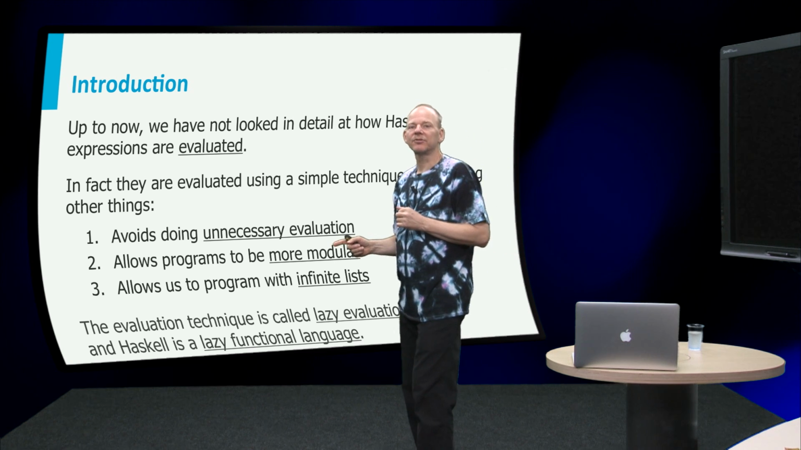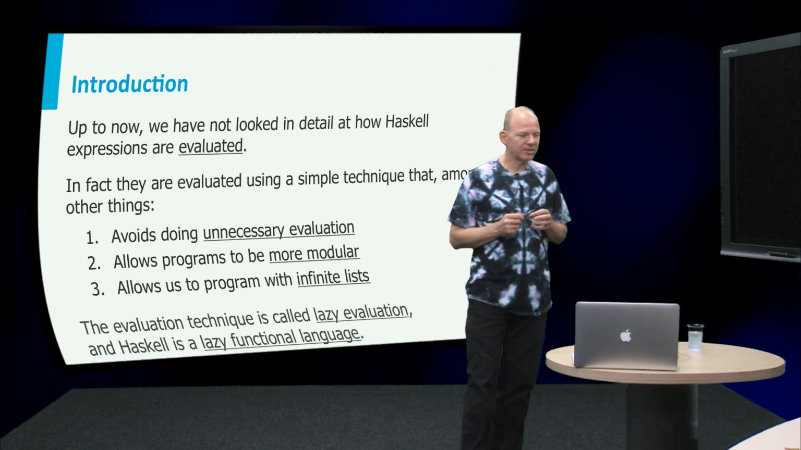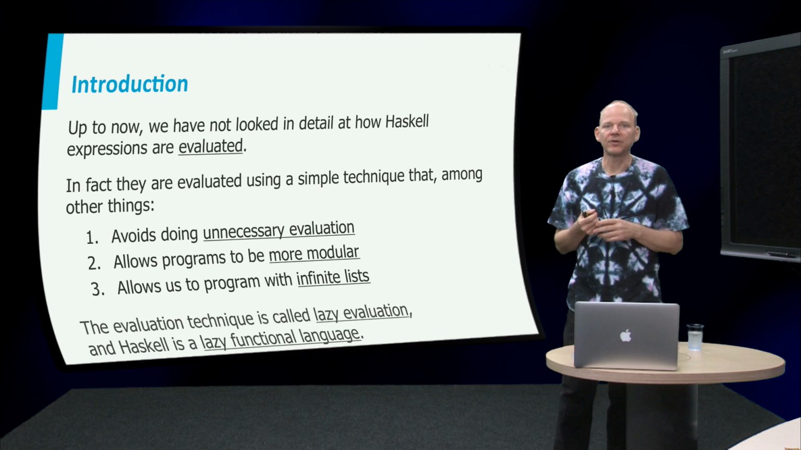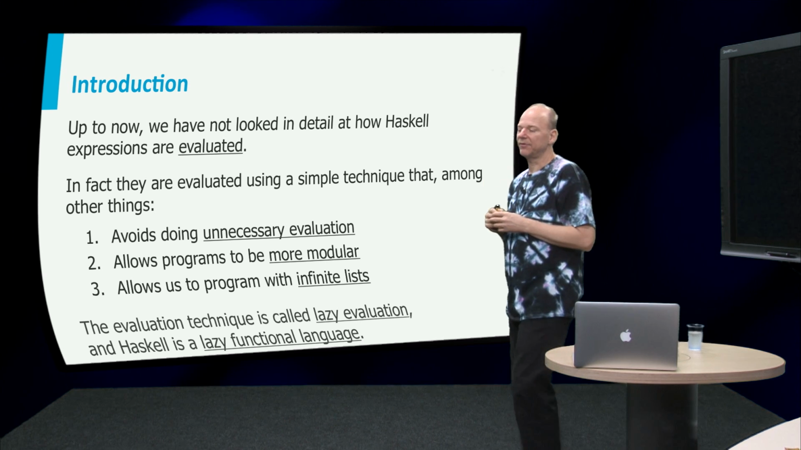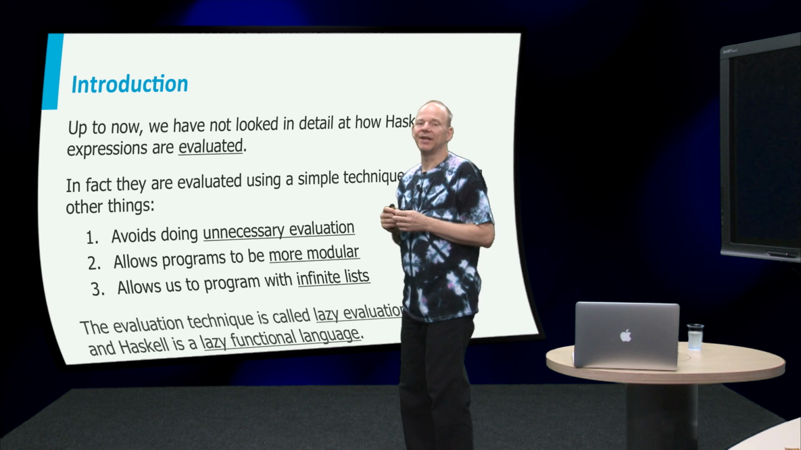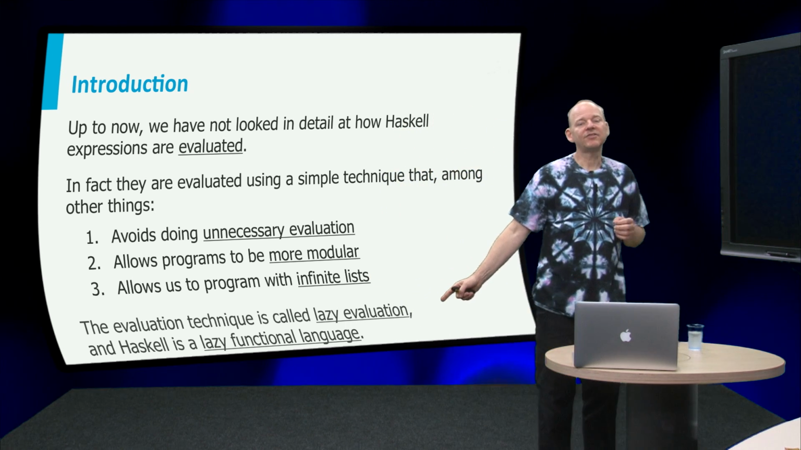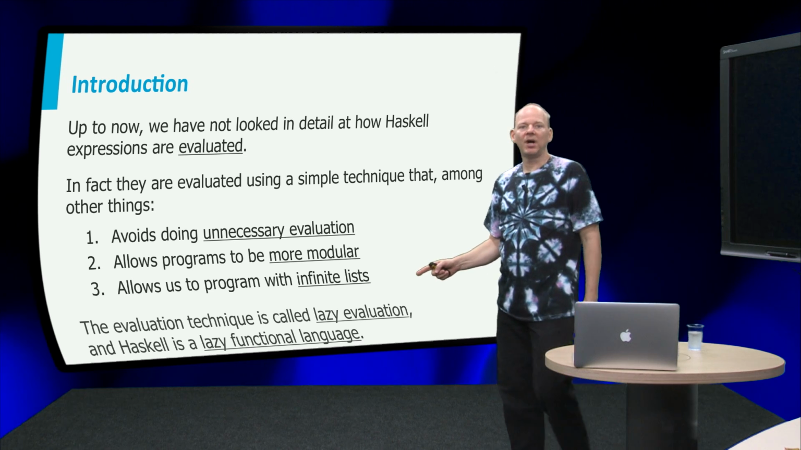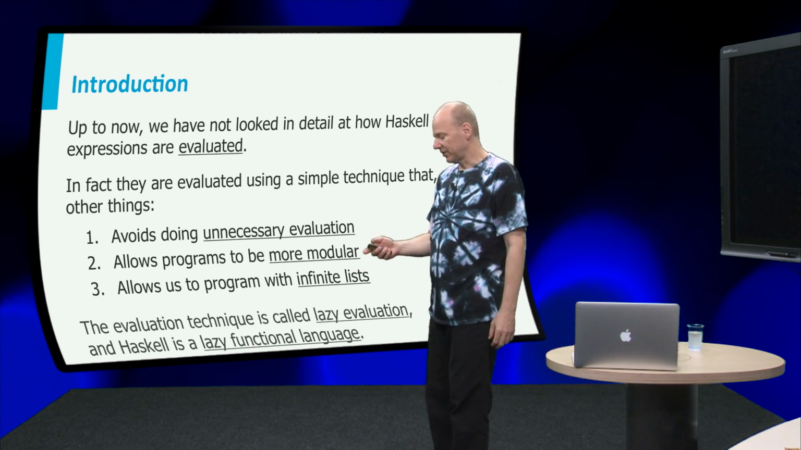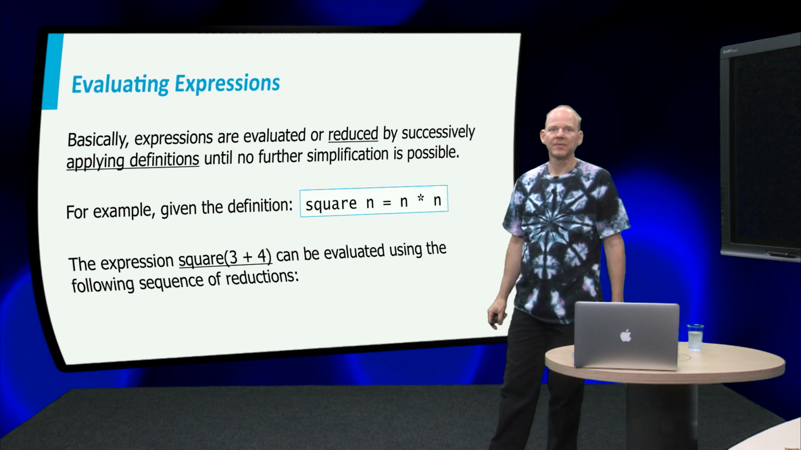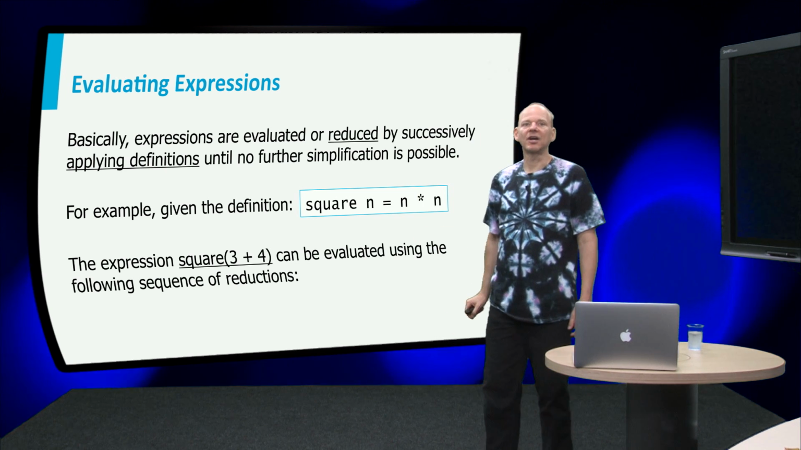And the other thing that we will see is lazy evaluation makes it easier to compose programs because there's never more work done than necessary. And this evaluation strategy is why Haskell is called a lazy language. And let's look at some concrete examples.